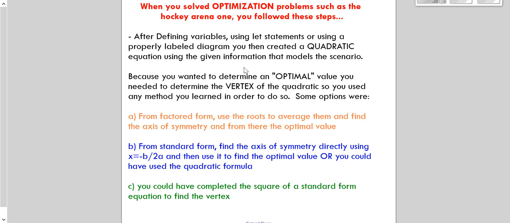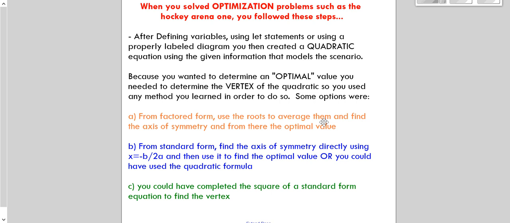Ideally, it would be great to have the vertex form because the answer would basically be given to you, but usually it would have been in factored form or in standard form. Now, if it was in either one of those forms, you had a few options. If it was in factored form, you could have found the roots, averaged the roots, found the axis of symmetry, and then plugged that into the equation, and there's your optimal value.